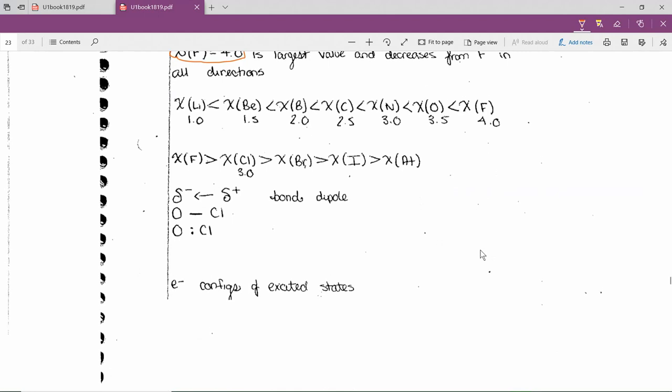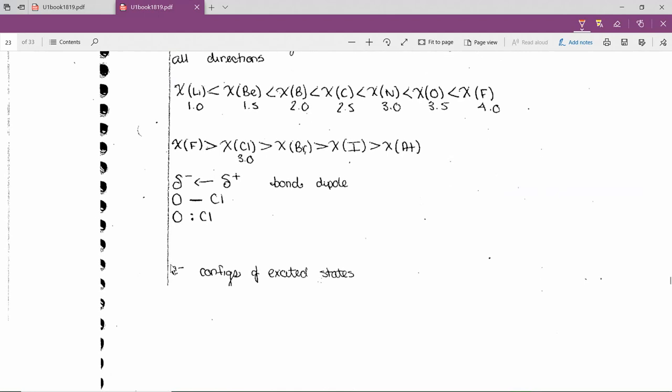Bond dipole is just a separation of charge. So oxygen would have the lion's share of the electrons between oxygen and chlorine. I mean, there's two electrons that are shared in the covalent bond, but they're going to be hanging around closer to the oxygen because oxygen is more electronegative than chlorine. Oxygen's Pauling value is 3.5. Chlorine is just 3.0.